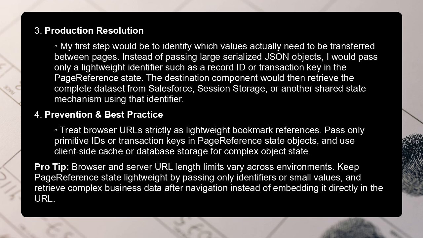4. Prevention and best practice. Treat browser URLs strictly as lightweight bookmark references. Pass only primitive IDs or transaction keys in page reference state objects, and use client-side cache or database storage for complex object state. Pro tip: browser and server URL length limits vary across environments. Keep page reference state lightweight by passing only identifiers or small values, and retrieve complex business data after navigation, instead of embedding it directly in the URL.